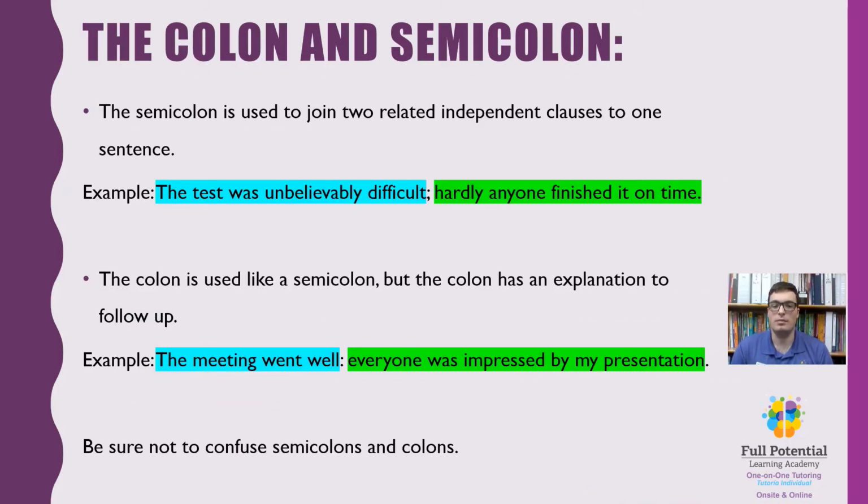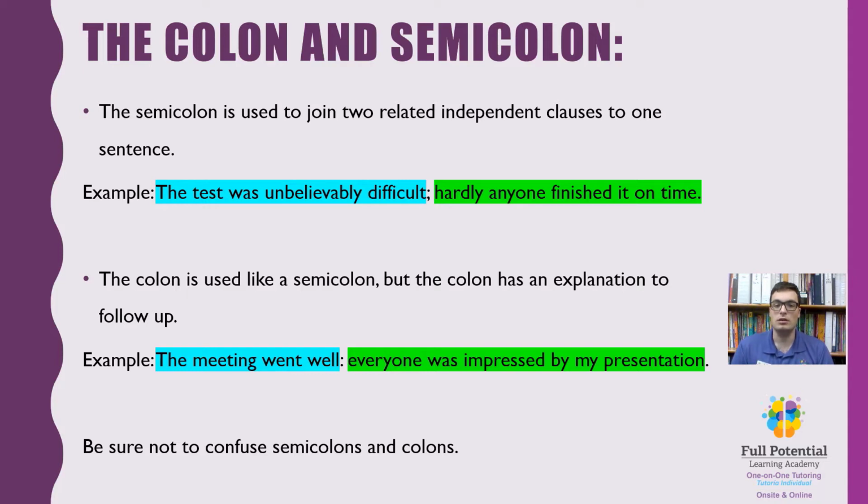The colon and the semicolon. The colon and the semicolon help us combine like ideas into compound sentences. The semicolon allows us to focus on similar ideas and combine them into a compound sentence, and we see this below. The test was unbelievably difficult; hardly anyone finished it on time. Now, the ideas are focused around this test and how hard it was, and the semicolon allows us to combine the ideas into one sentence.